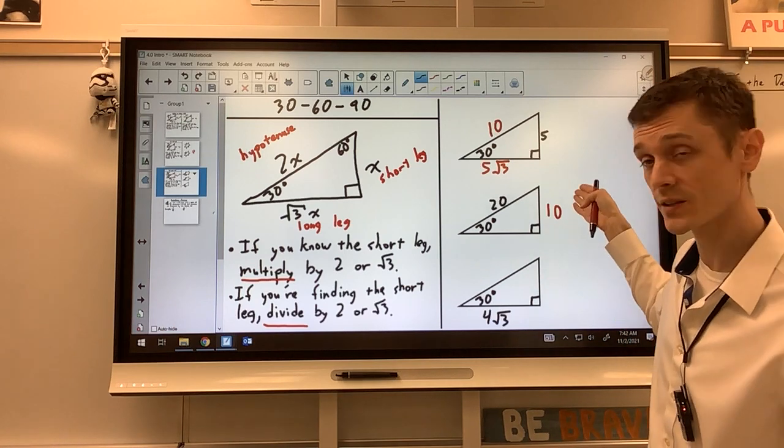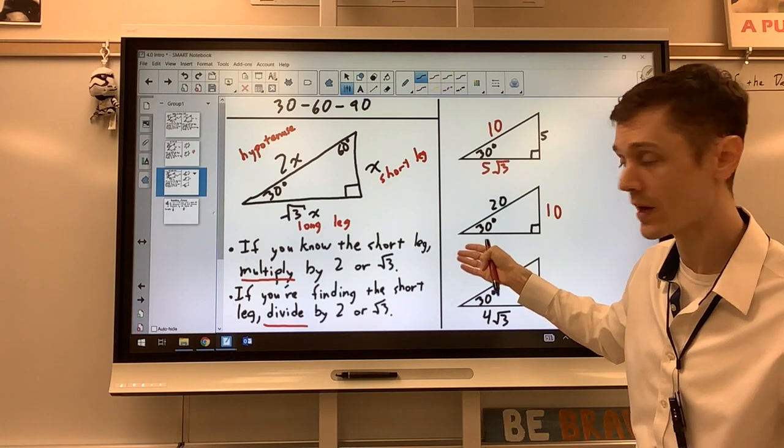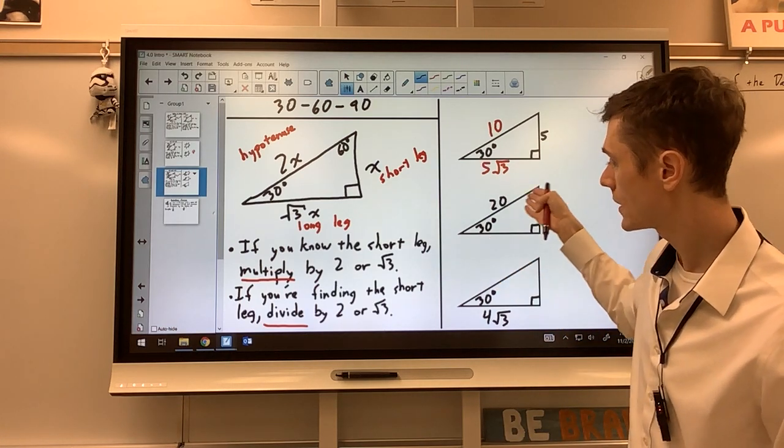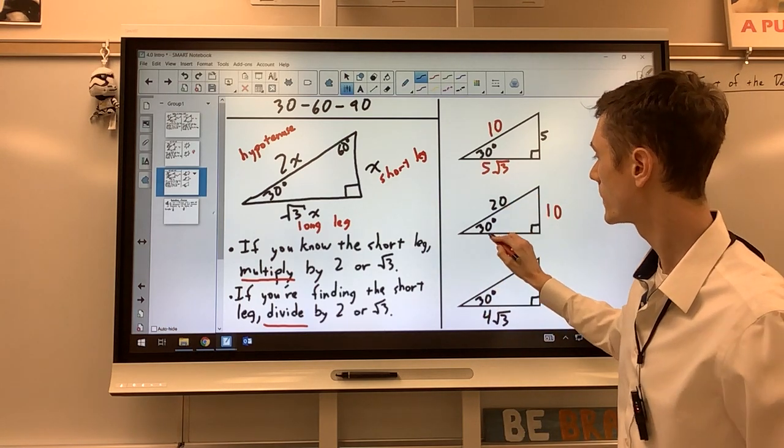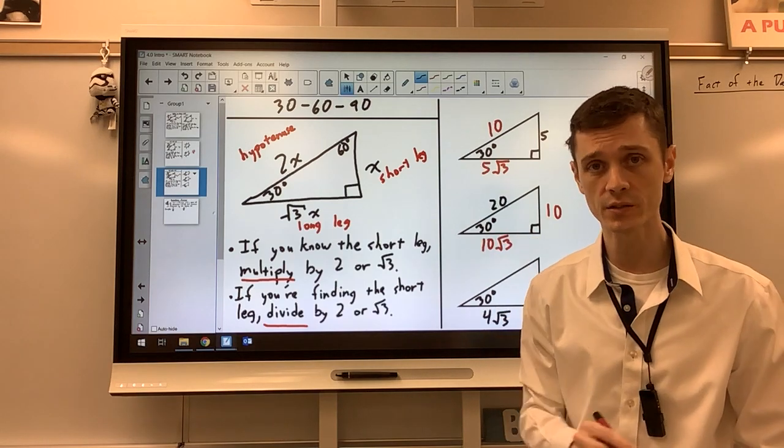And now I can go back to saying, well, I know the short leg at this point, so I can go back to multiplying to find the missing value. So to go from the short leg to the long leg, I'm going to multiply by the square root of 3. Again, that does not simplify in this example.